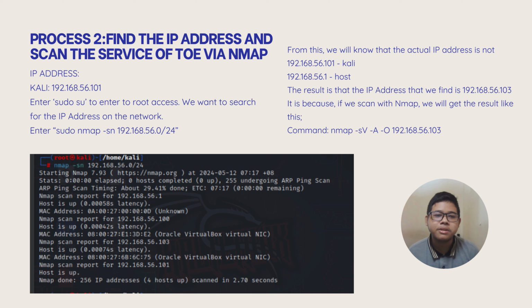Okay, for this process, we will continue to the section about how we capture the IP address. First, we get the IP address using the command ipa or ifconfig to get Kali's IP. You can see here that our Kali IP address is 192.168.56.101.